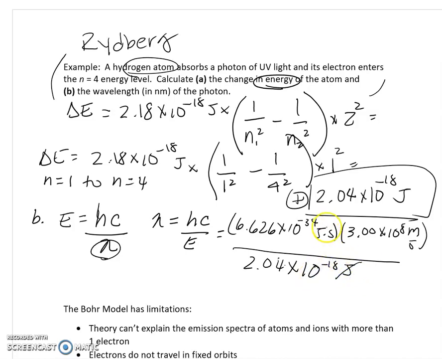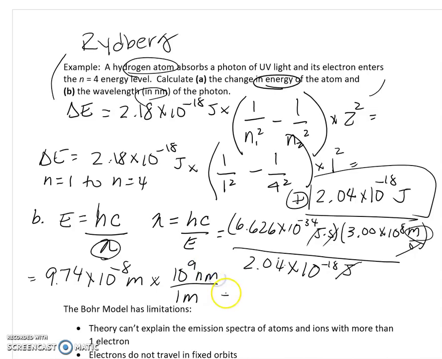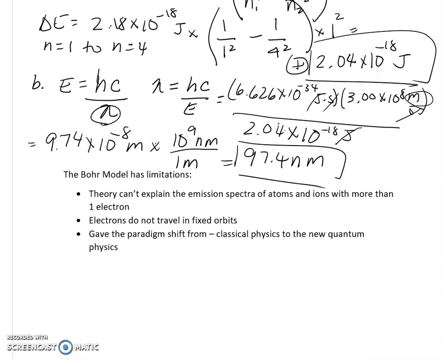So here we'll cancel joules, we'll cancel seconds, and we're left with meters. But the question asks for it in nanometers, so that's going to equal 9.74 times 10 to the negative 8 meters. So now we just convert to nanometers. We know that in a meter, there's 10 to the 9 nanometers. So in the end, we're going to have 97.4 nanometers. Okay. So these are typical examples that you're going to see. I'll put more in the discussion and our homework.